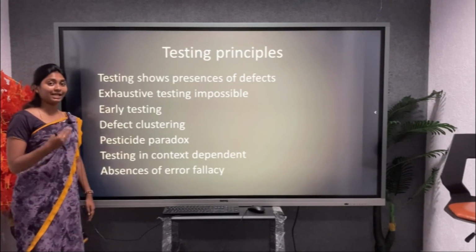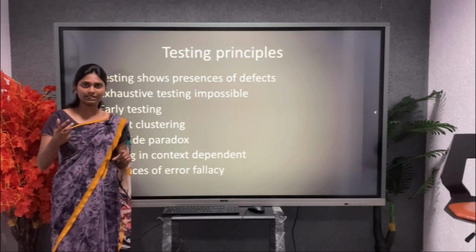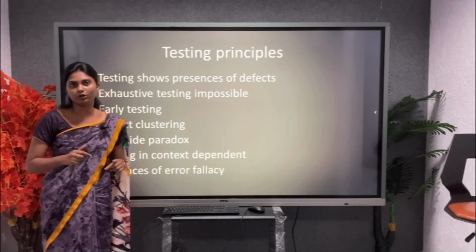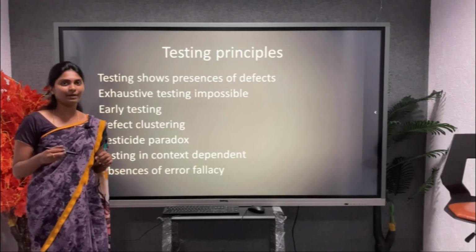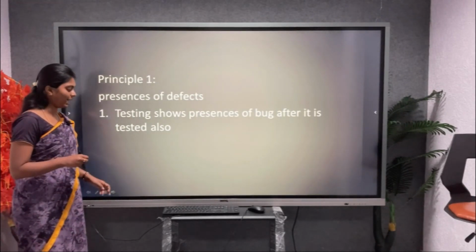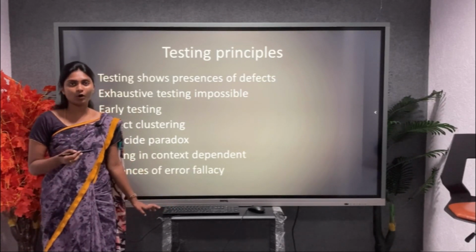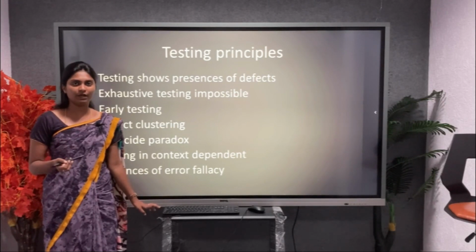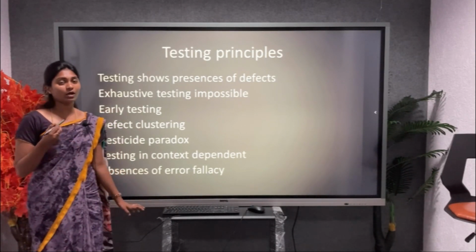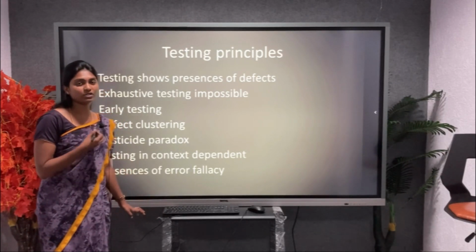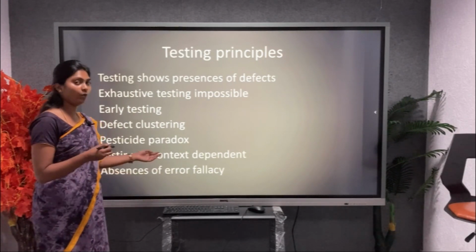Next is context dependent. When we present the content while releasing, we have to identify whether it is bug free or not, and we can easily identify that from the content. Next, absence of error fallacy: if the customer guidelines are not followed correctly, we cannot identify the errors in the right way, so the fallacy will occur at that stage. These are the principles and the techniques used for the consequences of bugs in testing, and how we identify and implement them.